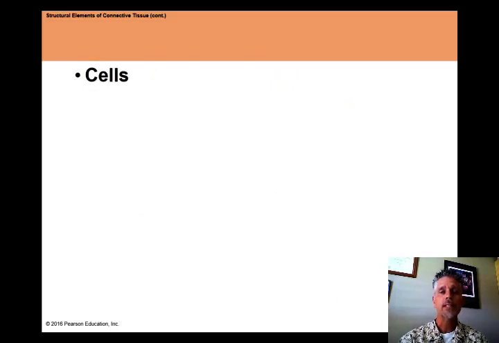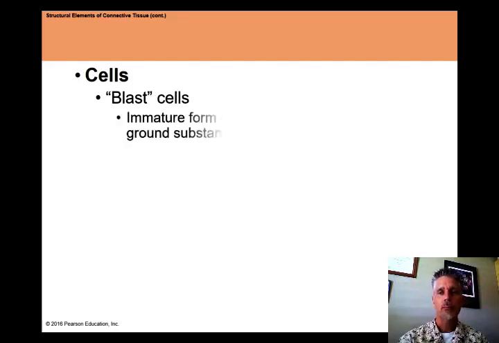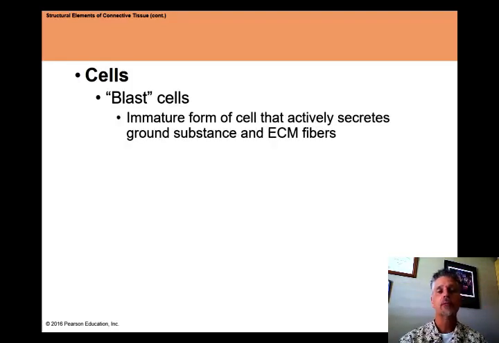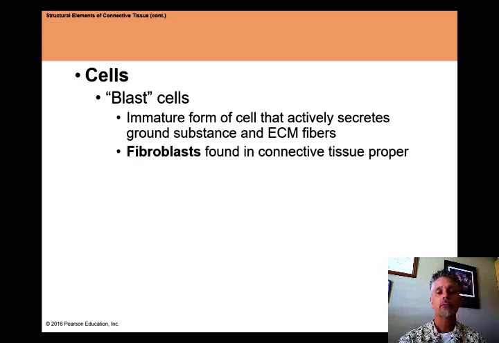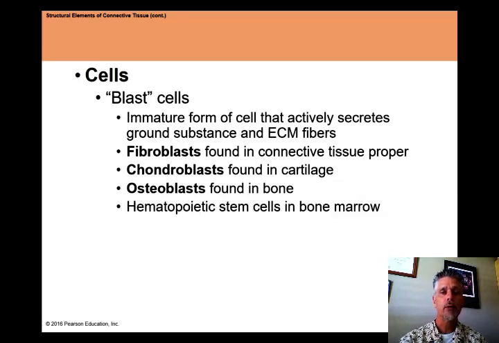All right, so let's look at the cells. With the cells that we have for our connective tissue, we tend to have different categories of cells. We have blast cells, which don't explode. That's the suffix for these ones. The blast cells are the immature cells that actively secrete the extracellular matrix. For instance, we have fibroblasts, which are found in connective tissue proper. We have chondroblasts, which are in cartilage. You see they end in blast. And we have osteoblasts, which are found in bone. We also have some stem cells found in bones as well. But these are all the very early cells.